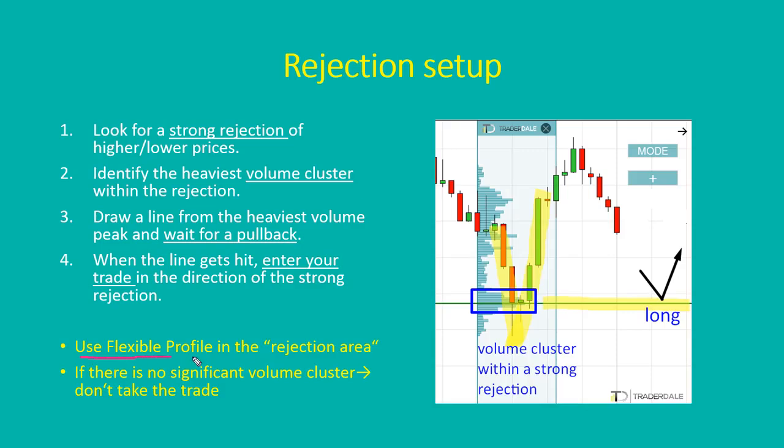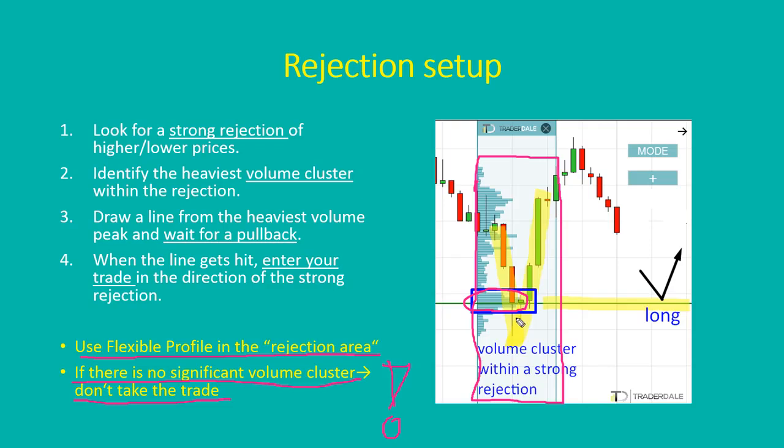You use the volume profile on the rejection area. So as in the picture, this is the rejection area. This is where you use the volume profile. You are interested only in the volumes within the rejection. And the very important thing here is if there is no significant volume cluster within the rejection, then you don't take the trade.